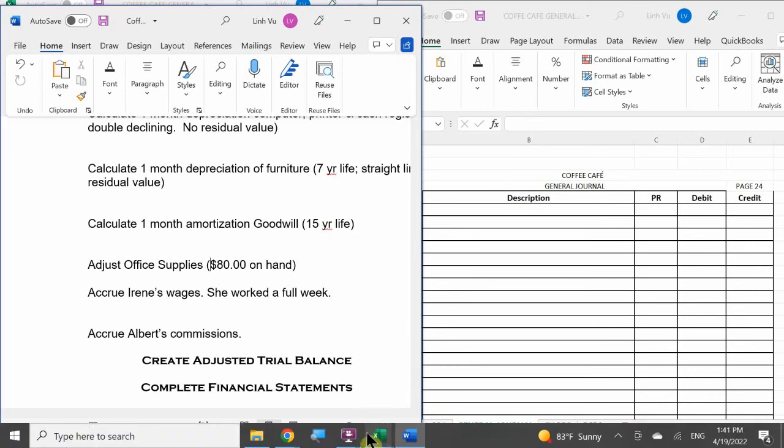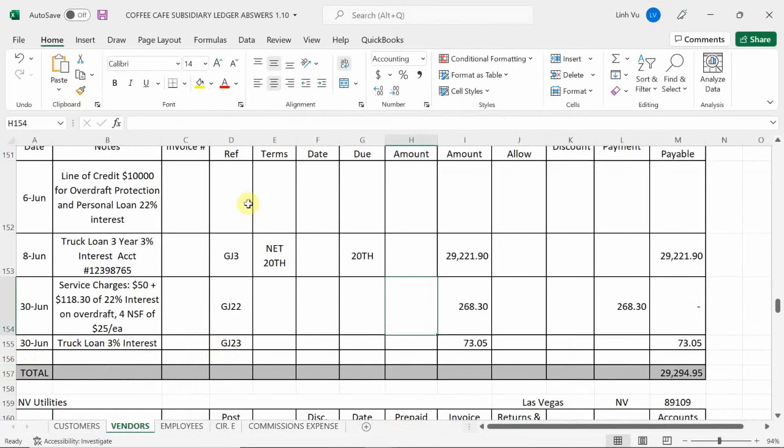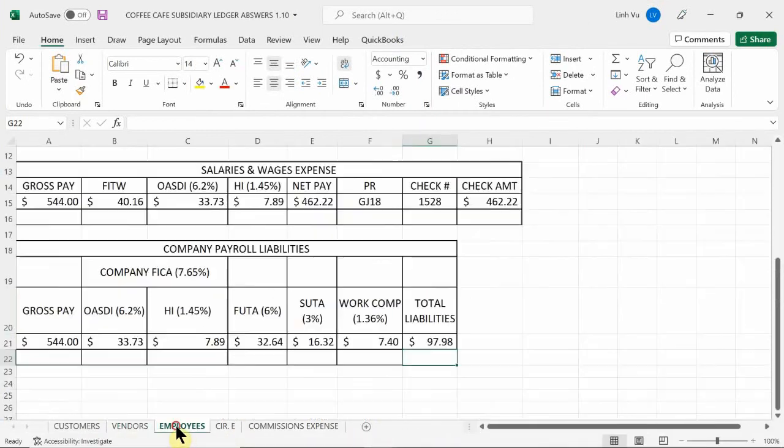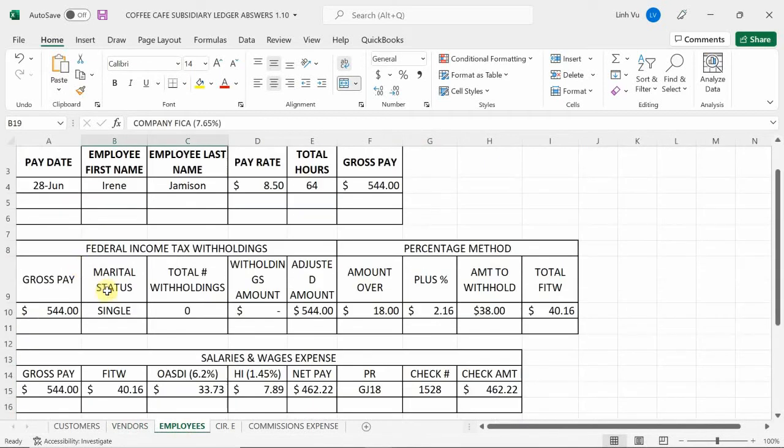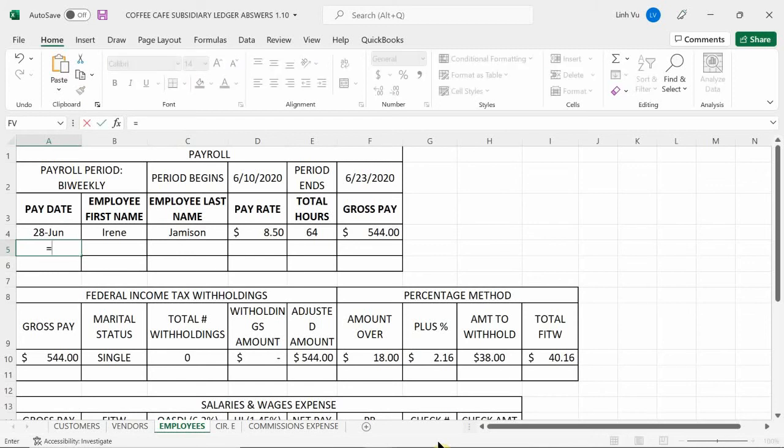So let's go ahead and go into my subsidiary ledger, and I'm going to go into employees. So in this case, right, Irene is going to get paid 2 weeks from now. So if her last payday was June 28th, 2 weeks from that, you can just calculate, is July 12th, when you're going to pay her the next time.